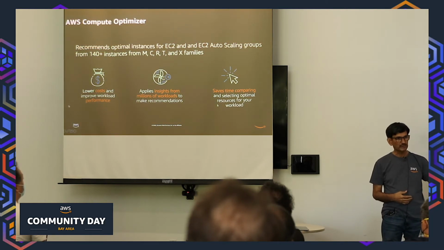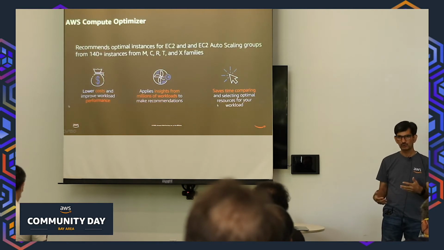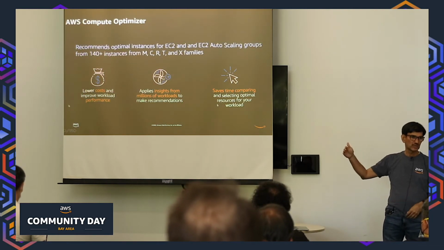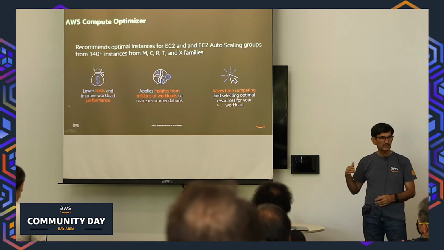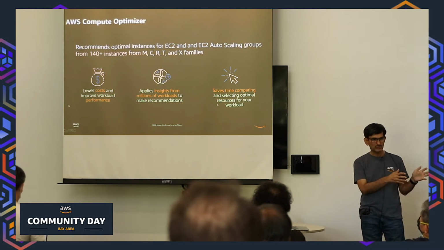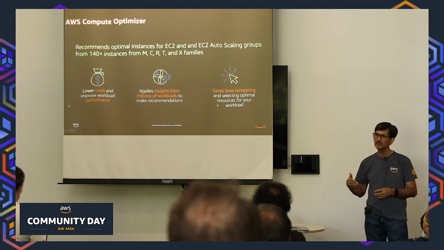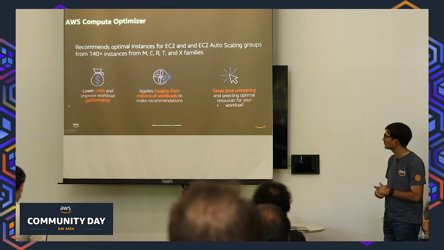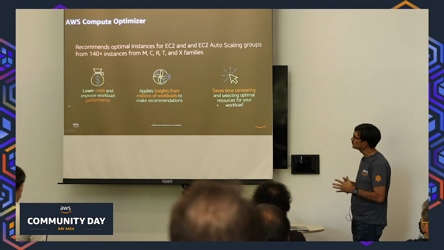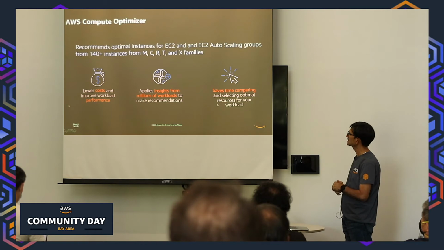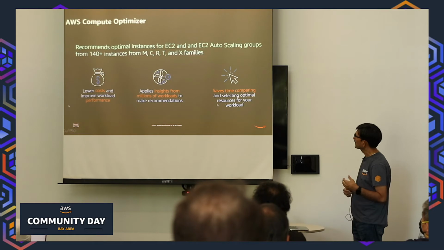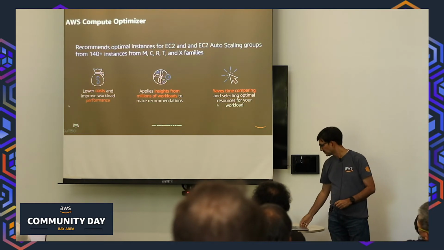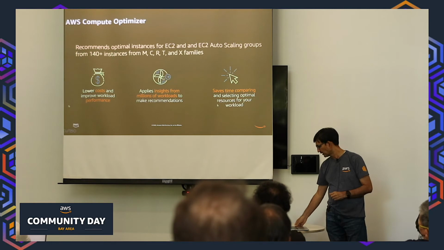If you are using an R5 8XL, does your workload really require it? It will give you the potential newer optimized instance types that you should use. And if you change from your current instance type to a new instance type, what opportunities and savings you can get. Those insights come from millions of workloads, giving you the best practice recommendations. It will save you time comparing and selecting the optimal instance type that is right for your workload.